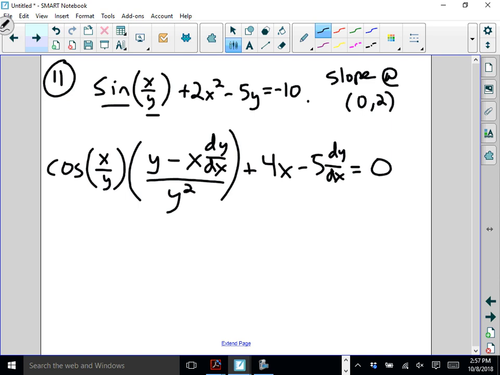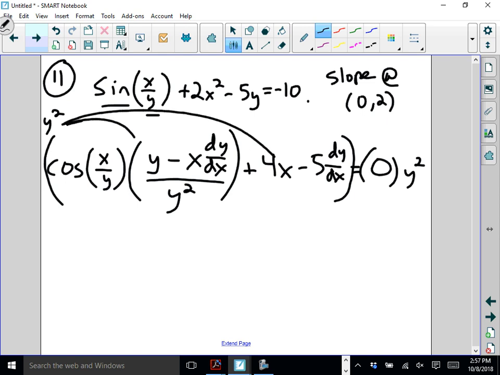Now, to get dy dx alone here can be kind of challenging. Okay? What I like to do is that whole first term is all connected with multiplication. So I can multiply by y squared right off the bat. So I'm going to multiply the whole left side of the equation here by y squared. I'm going to multiply the whole right side of the equation by y squared as well. And distribute it here, here, and here. When I multiply by y squared here, they cancel.